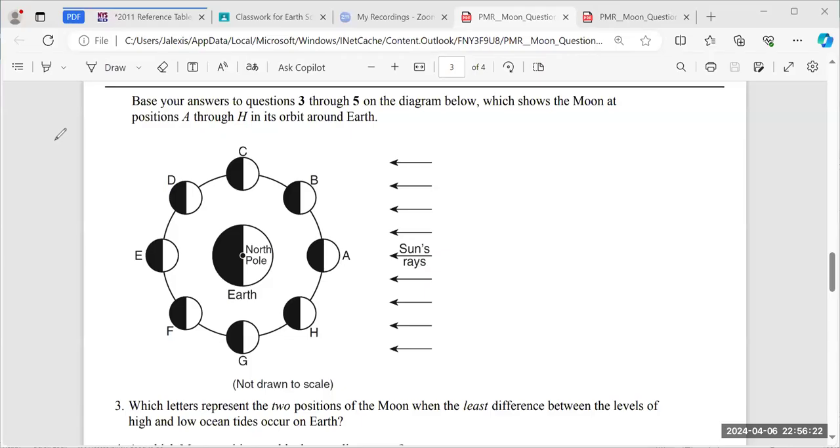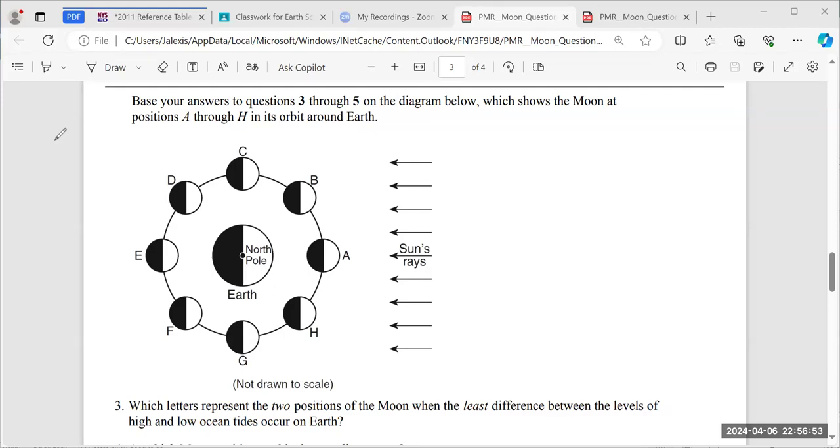All right, number 3 says base your answers to questions 3 through 5 on the diagram below. So we know numbers 3 through 5 are going to focus on this diagram. You always want to read the background information. On the diagram below, which shows the moon at positions A through H in its orbit around Earth. So keep in mind there are not 8 moons. These are just 8 positions as the moon is revolving around the Earth.